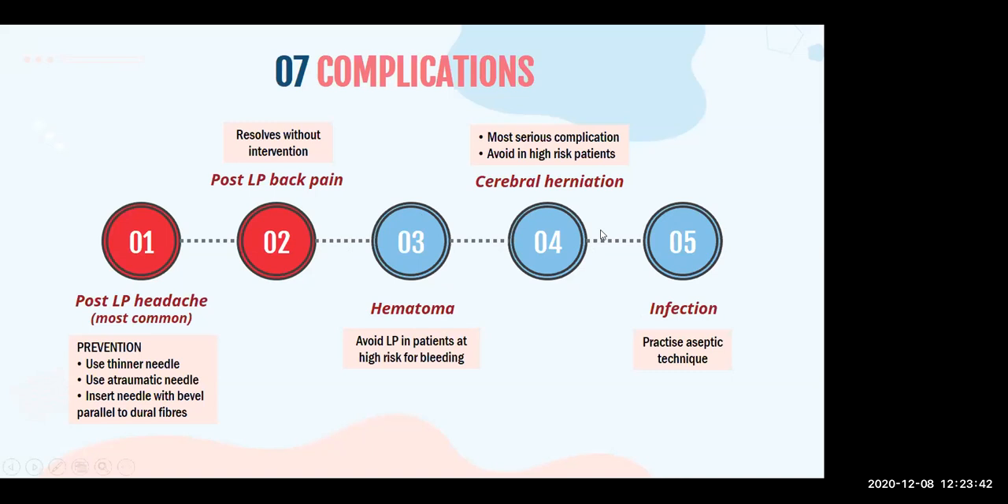To prevent the post lumbar puncture headache, which is caused by continuous leakage of cerebrospinal fluid, you can use several preventions, like using a thinner needle, using an atraumatic needle, and inserting the needle with the bevel parallel to the dural fibers. Also, the supine position can help prevent a severe headache.